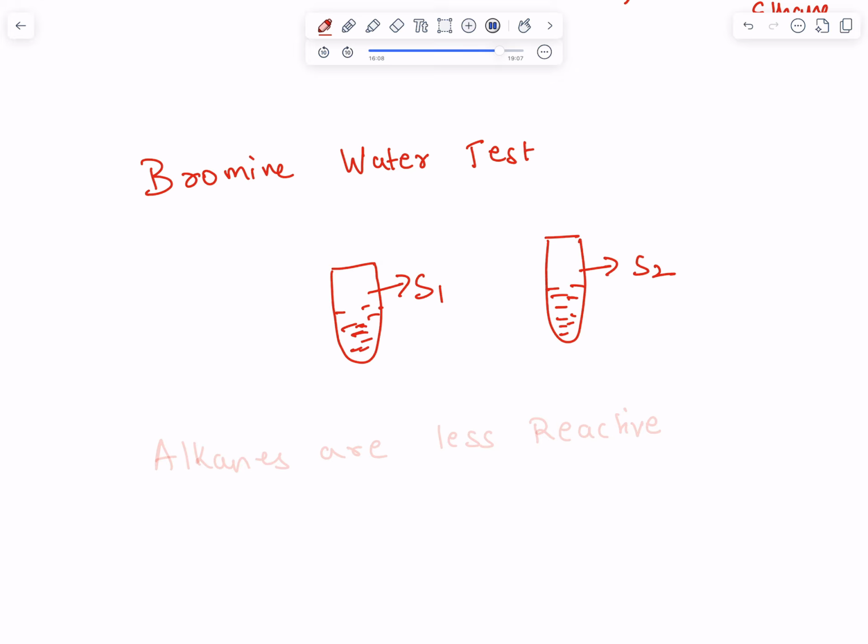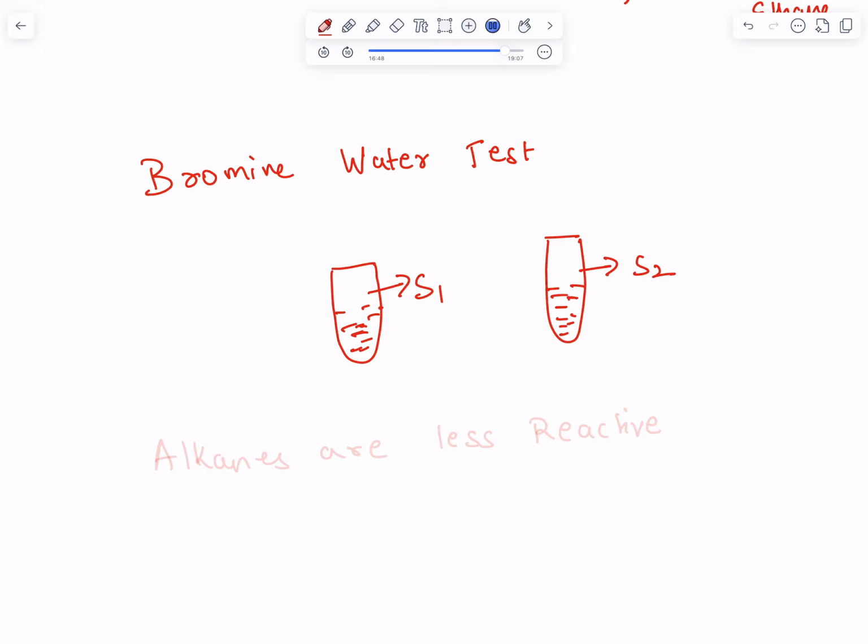Now, bromine water is an orange-colored solution. When you add it to an alkane, it will remain as an orange solution, as alkanes do not have a carbon-carbon double bond. So the bromine remains in the solution. But when bromine water is added to an alkene, the bromine atoms add across the carbon-carbon double bond. Hence, the solution no longer contains free bromine and it loses its color. So that's an important one, and you need to memorize this for your exams.